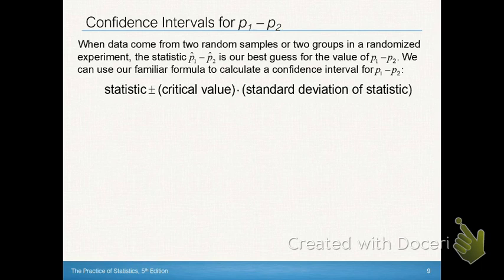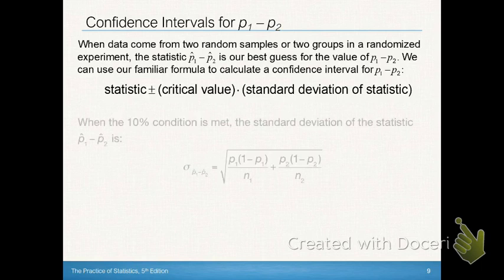There are probably about 5 different types of confidence intervals that we do throughout the course. This is going to be our second one. We already did our 1 sample proportions. Now we're going to look at 2 sample proportions, but you use the same general formula every time. The thing that changes is what you end up plugging into the formula.